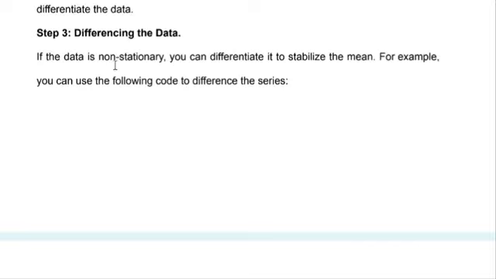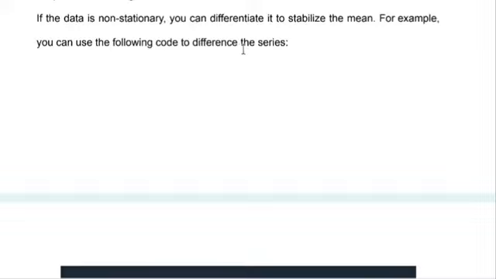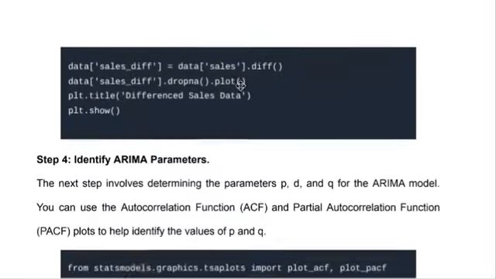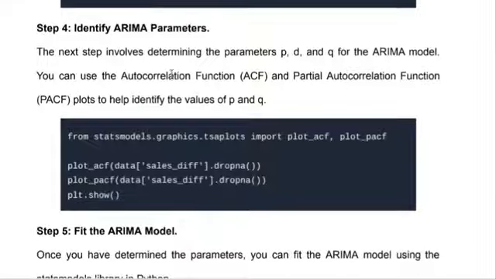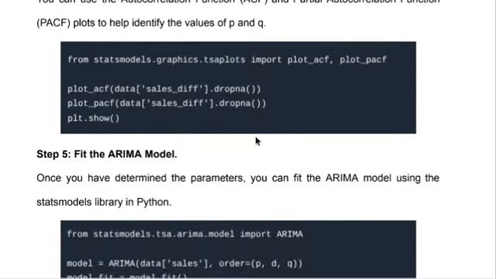Step 3. Differencing the data. If the data is non-stationary, you can difference it to stabilize the mean. For example, you can use the following code to difference the series. Step 4. Identify ARIMA parameters. The next step involves determining the parameters p, d, and q for the ARIMA model. You can use the autocorrelation function and partial autocorrelation function plots to help identify the values of p and q.